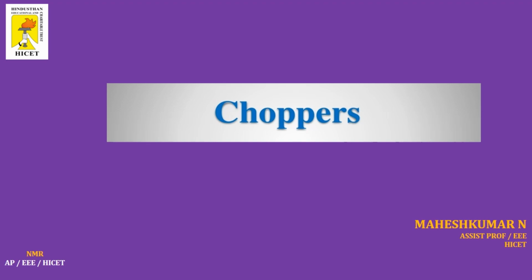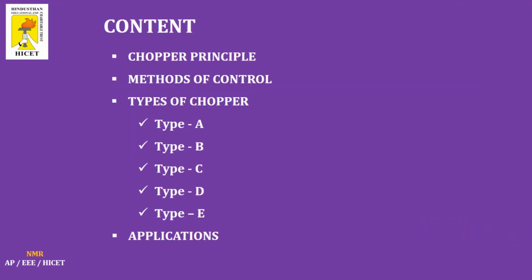In this session, we are going to discuss one of the finest topics in power electronics, that is choppers. The content of the chopper chapters are chopper principle, method of control, types of choppers, and applications. In types of choppers, we are going to discuss the different classification of choppers: type A, B, C, D, and E.